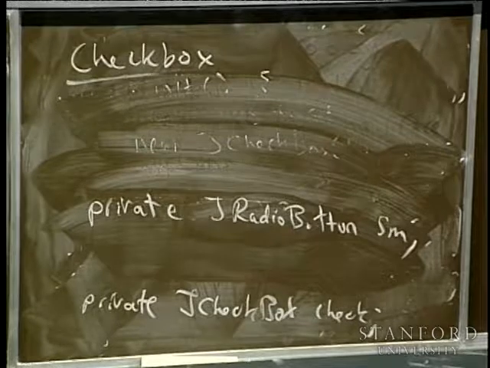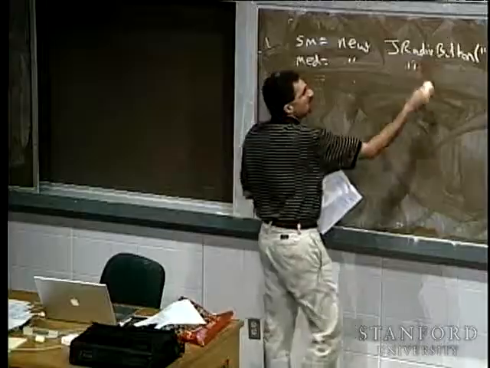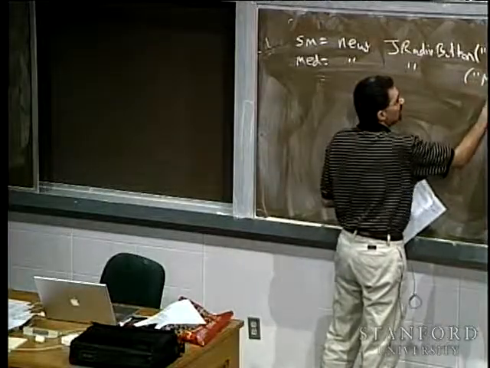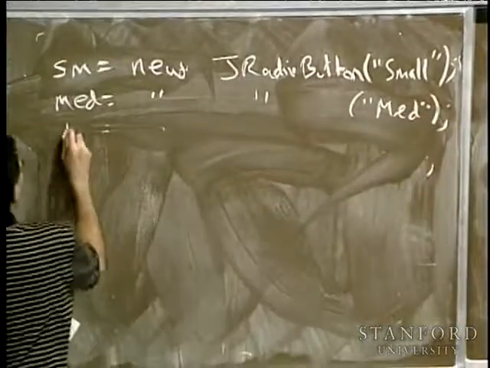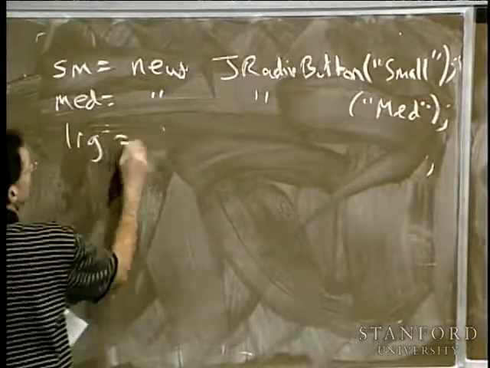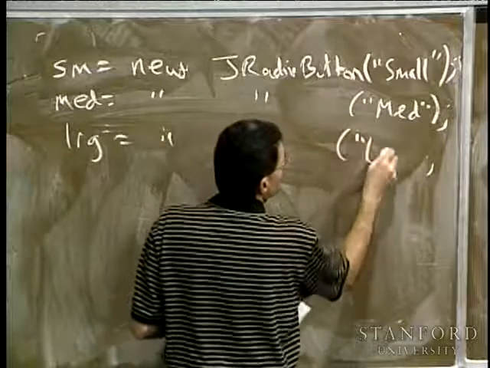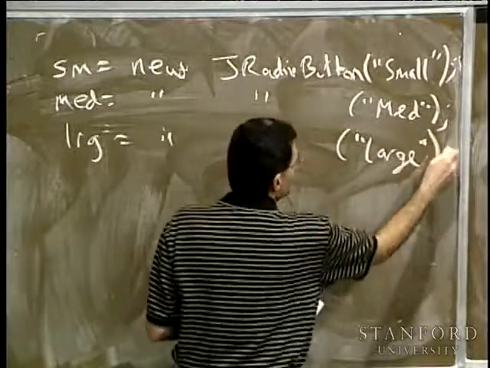We can create the medium radio button by doing the same thing, new JRadioButton. We'll just put the label medium on it. And we can do the same thing for large, new JRadioButton, large. So we create the 3 radio buttons.